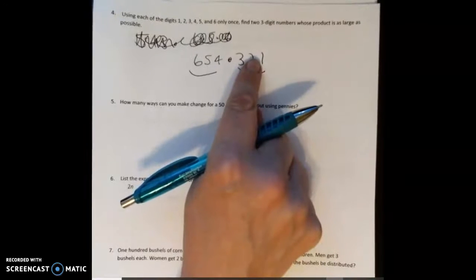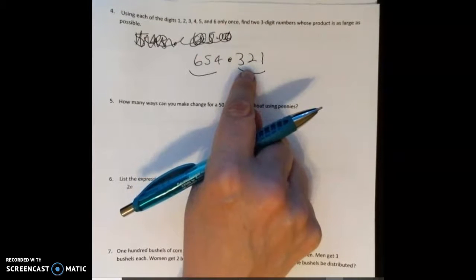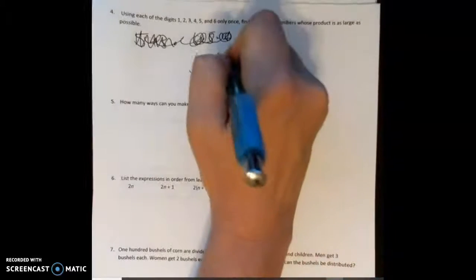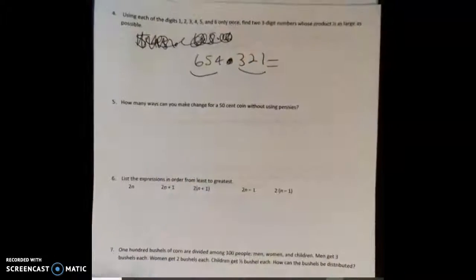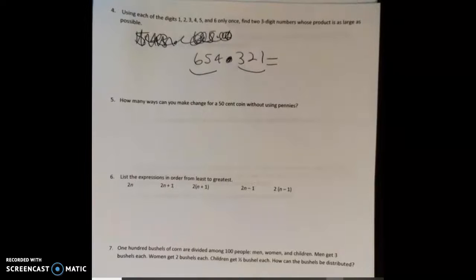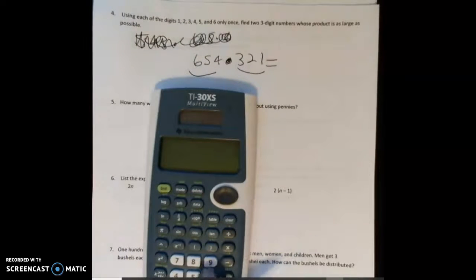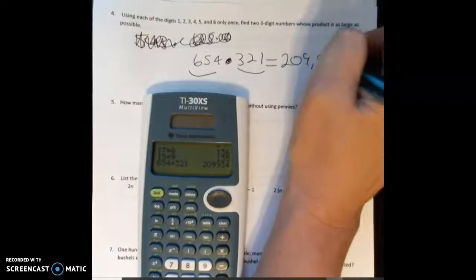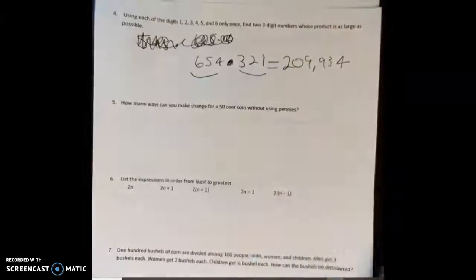And sometimes students, when they get in class and they work in groups, they're like, oh, I totally misunderstood what that was saying. And then the word product means to multiply. So there is some vocab on this one. And I did say you can use a calculator. So if you take 654 times 321, you get 209,934. And you might be like, oh, I found the biggest number.